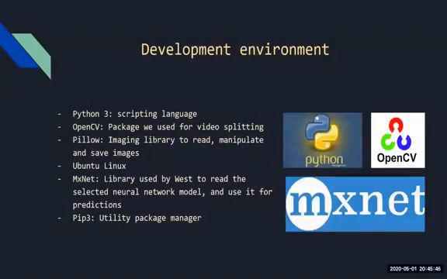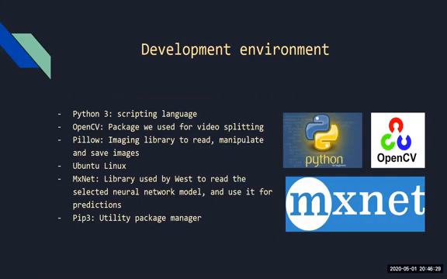For our development environment, we are using primarily Python 3 as our scripting language. We're also using OpenCV, a Python package we used for splitting our video into individual frames, which we then feed into West's image recognition script. Pillow is another library we're using. It's an imaging library, and it's used to read in JPEGs or PNGs, and it can be used to manipulate, do multiplications and resizing, and then it can also be used to save the images.